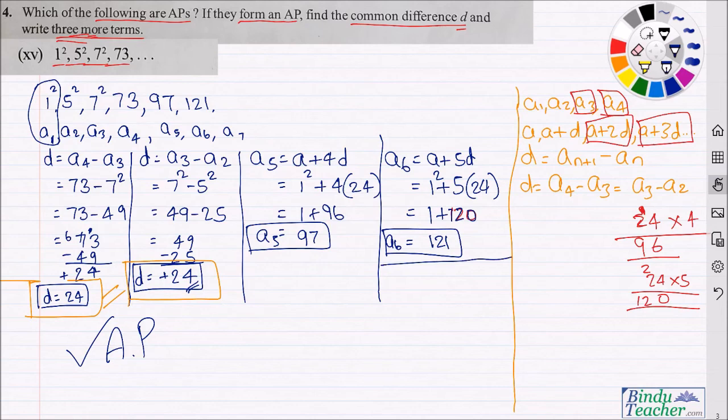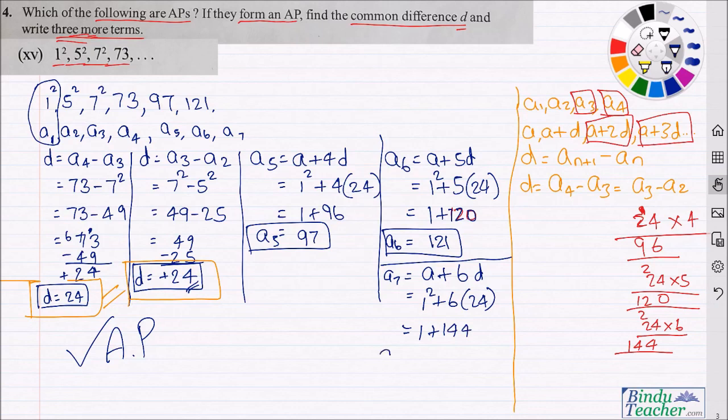Now similarly we will calculate A7 as well. A7 equals A plus 6D. The value of A is 1 square plus 6 into 24, which equals 1 plus, let's calculate 6 into 24. We have 6 into 4, which is 24, and 6 into 2, which is 12. 12 plus 2, we have 14. So the answer is 144. So the final value of A7 is 145. Let's write that down as well.